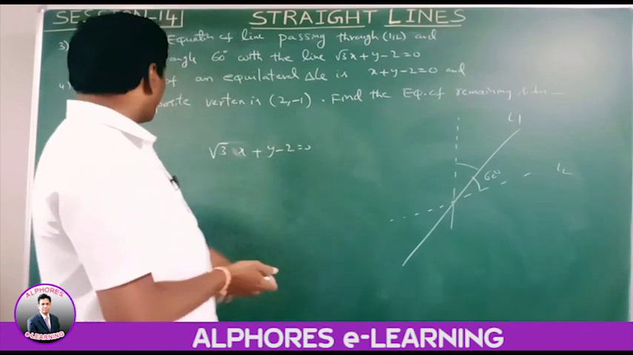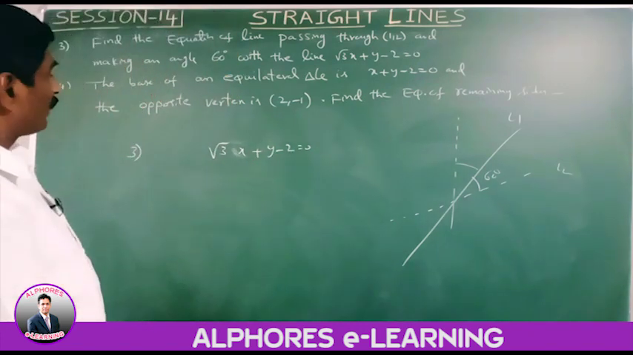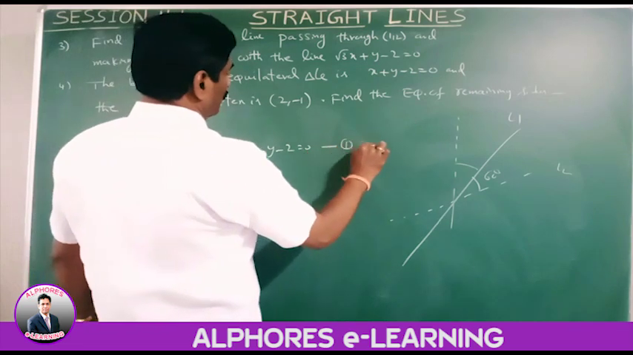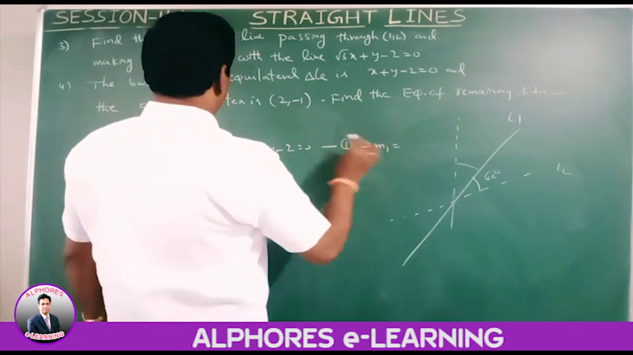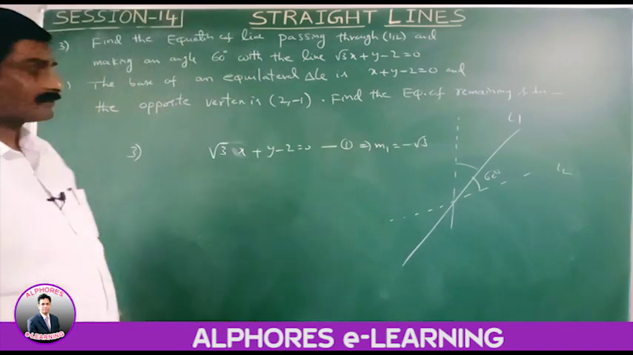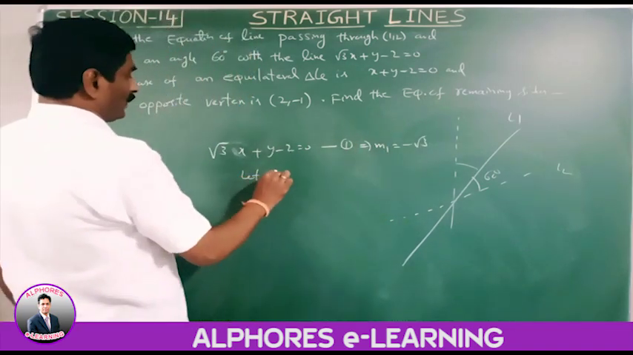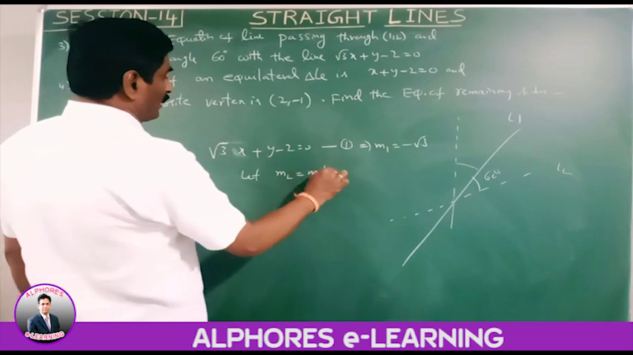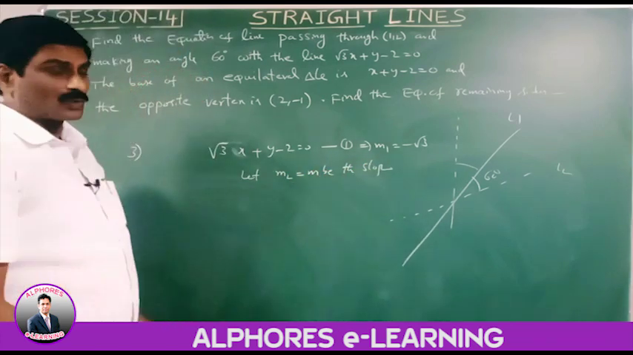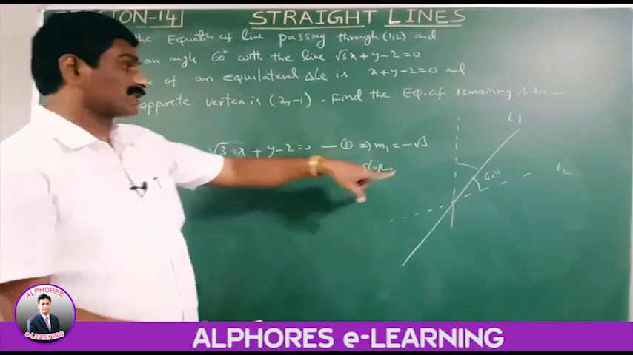Okay, please note that value. The equation of the first line is root 3x plus y minus 2 is equal to 0. That implies m1 is equal to minus x coefficient by y coefficient, which means minus root 3. Let m2 is equal to m be the slope of the second line. The slope is an unknown value here, but the angle between these two lines is given.